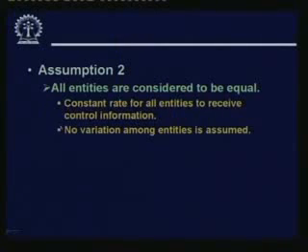The second assumption is that all entities are considered to be equal. There is no master-slave relationship between the entities. So, it is a constant rate for all entities, not that some entity will have privilege and get a higher data rate as compared to the other entities. So, there is no variation among the entities.